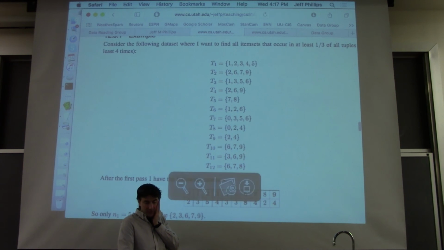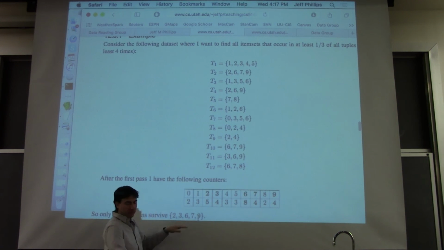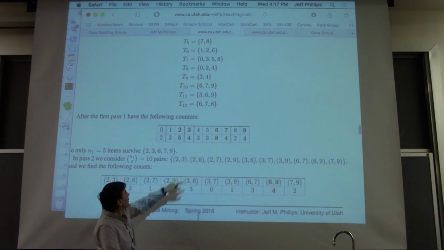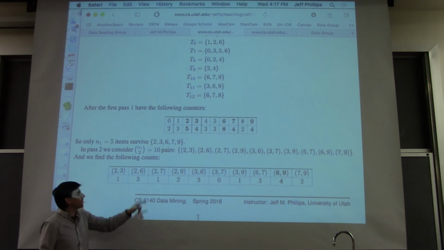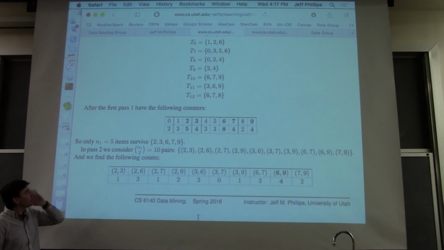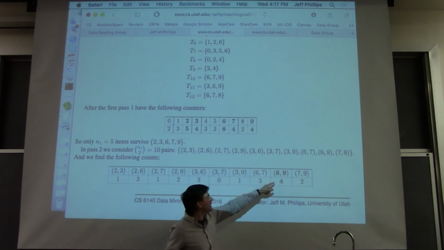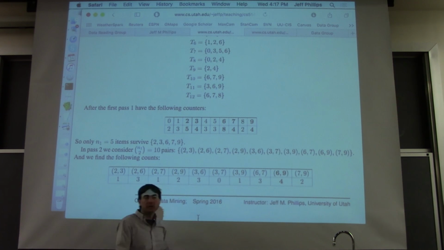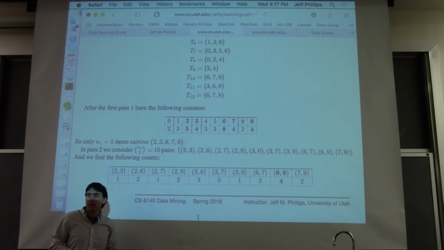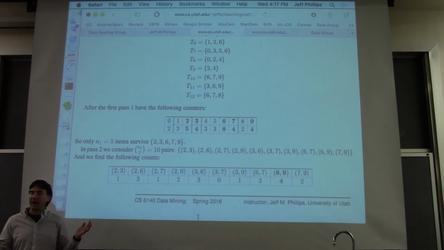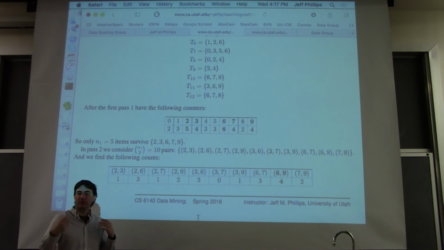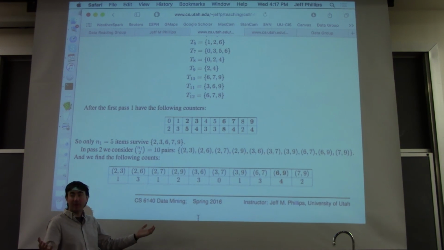Okay, so 2, 3, 6, and 7, and 9 survive. So I'm going to get these pairs, and then I make another pass over the data again, over the pairs 2, 3, 2, 6, and 9 occurs at least 4 times. Now I only have one pair, so I can't have any pairs in each triple to occur that many times, so I can stop.